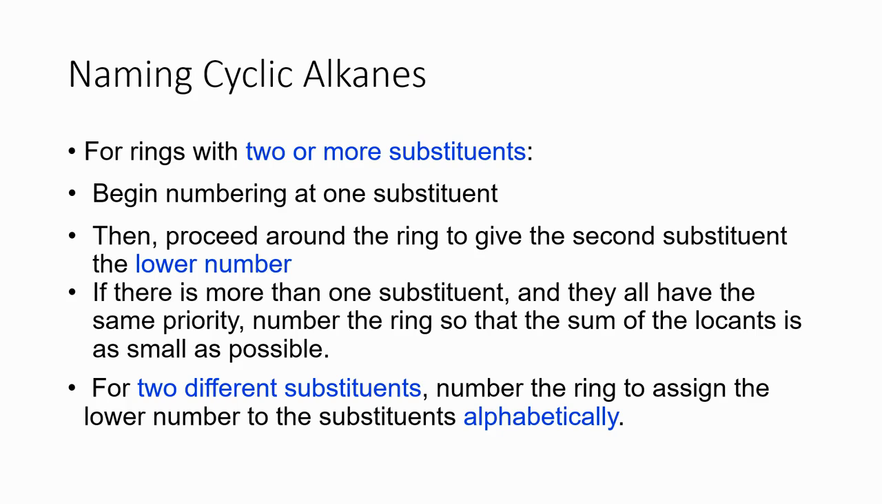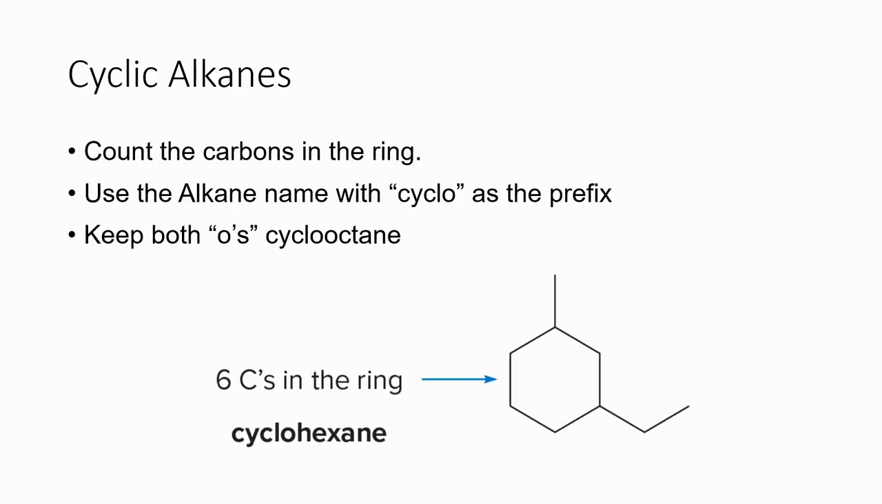Okay, let's see. If you have a tie, so let's go back to this example. If you have a tie, you could go 1, 2, 3, or you could go 1, 2, 3. Either way, one's at 1, one's at the 3 position. We're going to pick the way that we number it so that the thing that goes first alphabetically is first. So we're going to pick this ethyl group to go first. It will go 1, 2, 3 because ethyl comes before methyl if there's a tie.